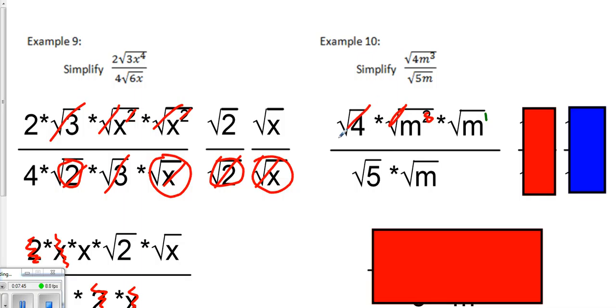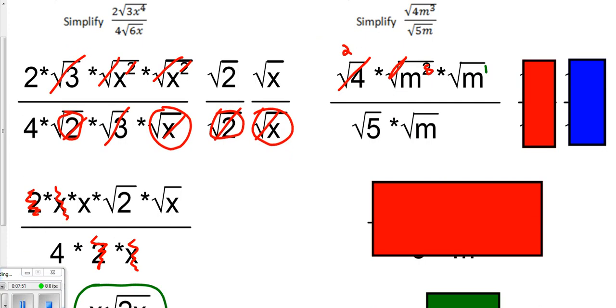Also, we know square root of 4 is actually just 2. So we can simplify that just a little bit. Now, on bottom, we can't really simplify anything. We can't take anything out. So we need to get rid of our square roots. So we need to get rid of the square root of 5 somehow. How do we do that? We multiply the top and bottom by the square root of 5.